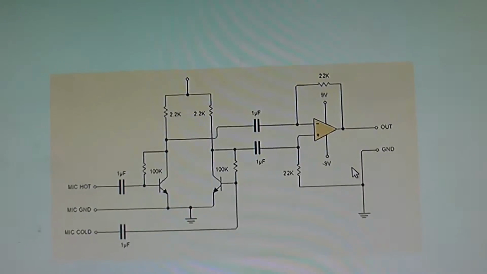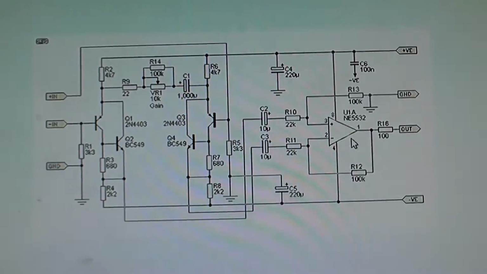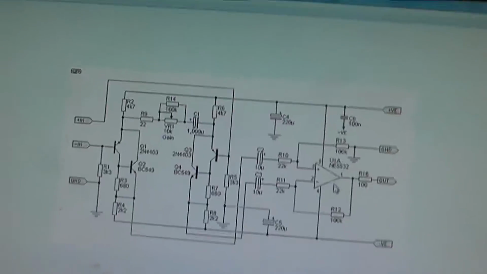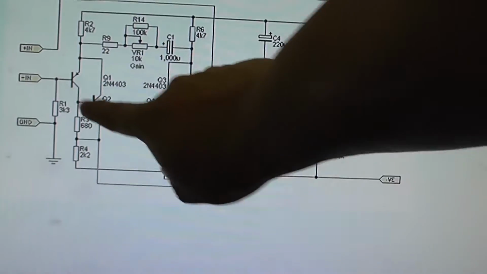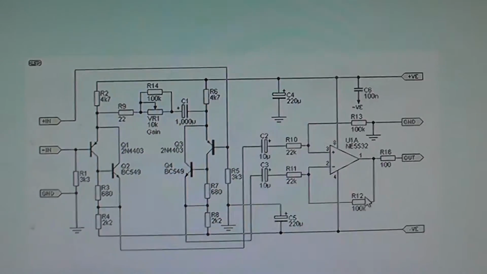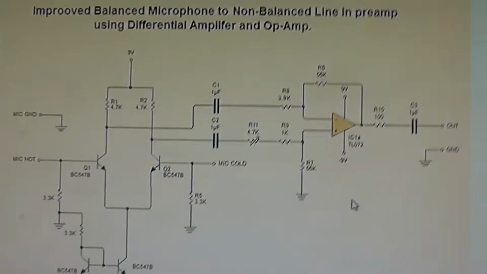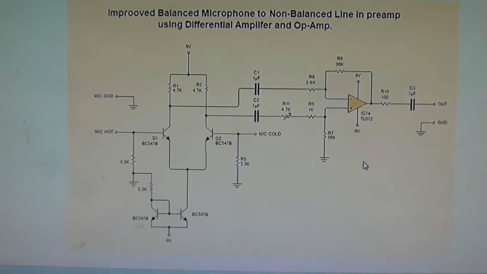And it would appear that I'm not the only one who's come up with this idea, because if we look at another circuit, and this is one that I didn't come up with, you can see we've got the same thing going on again. We've got a differential amplifier here, and that's feeding an op-amp. So it's the same idea as I've got with my microphone preamp, but it doesn't work. I'll show you what is working and what isn't working.